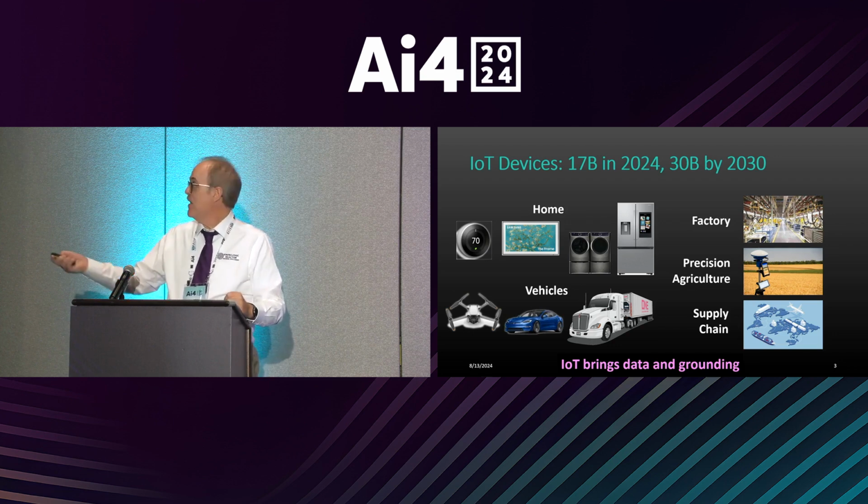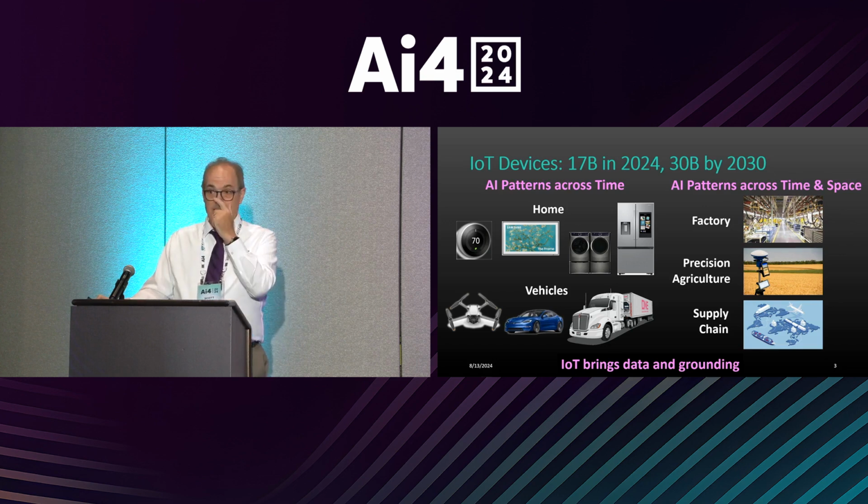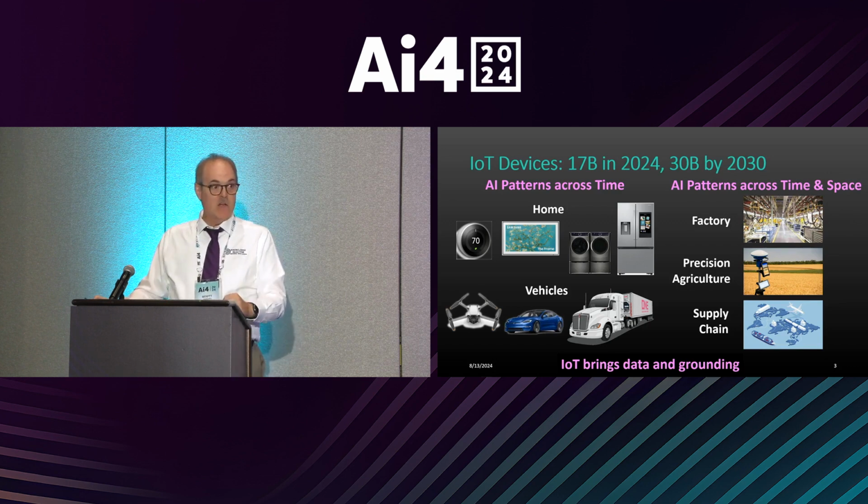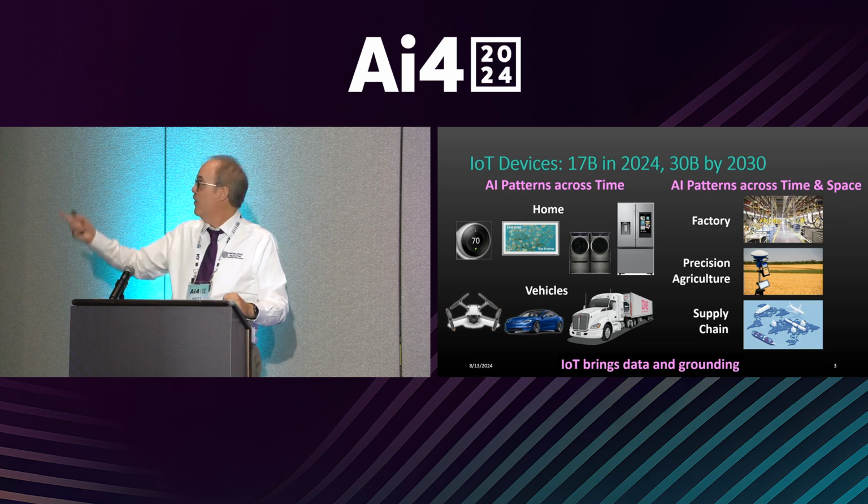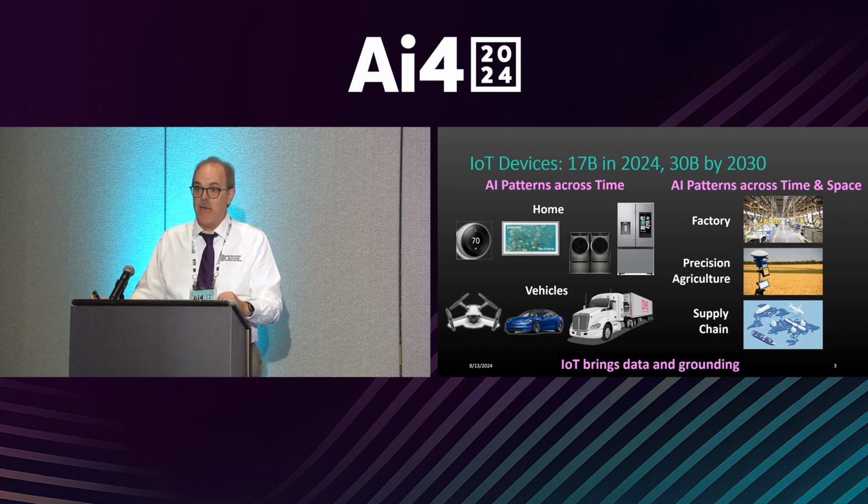Where does the AI fit into this? Well, on the left-hand side, if you've got a single device, which is mostly what's on the left-hand side, AI can look for patterns across time over those devices. On the right-hand side, we've got devices spread out over space, so AI can look for patterns across both time and space.